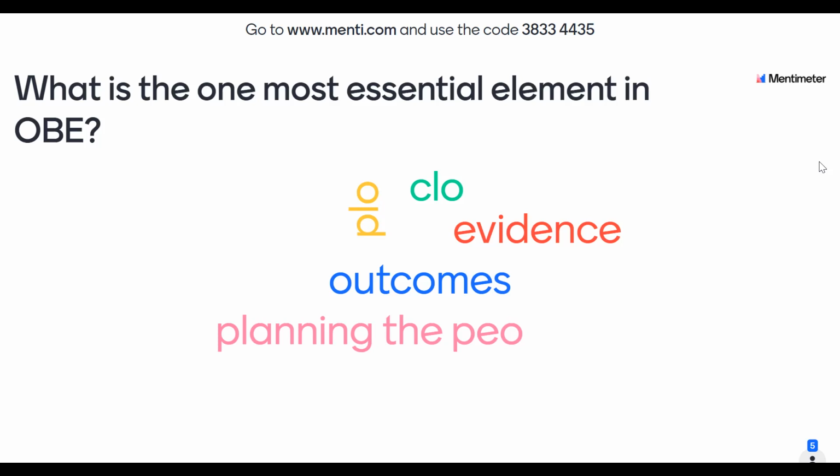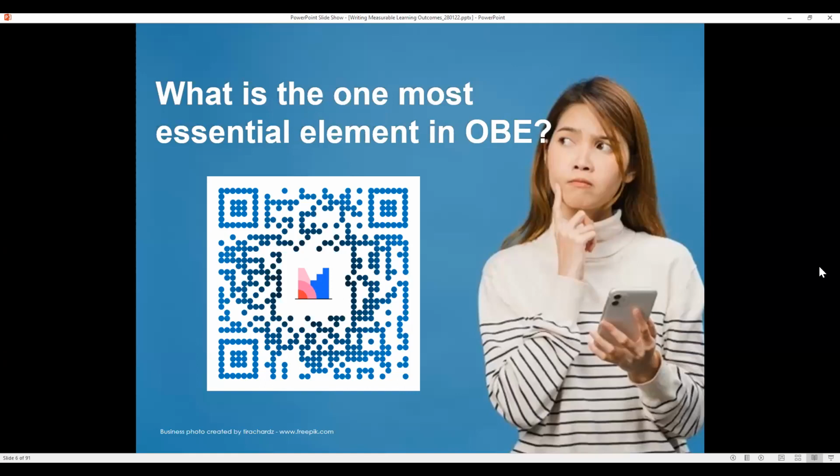But I'm actually glad to see that you have things like ELO, CLO, PO. At least you know what all these things are, yeah? Okay, great. So what do you think is the closest answer to it, from all the ones that you see there? What is the essential element?